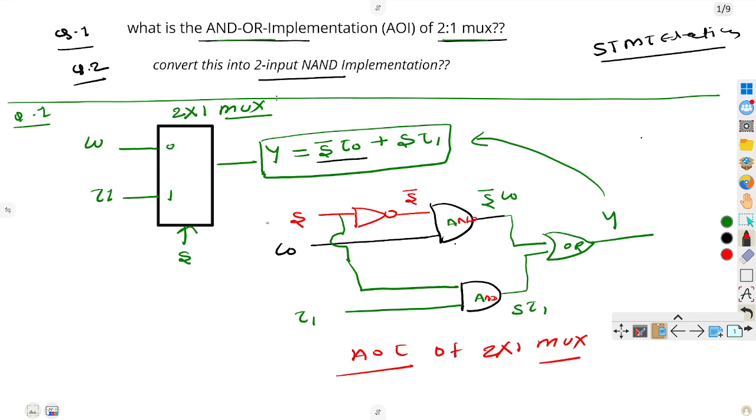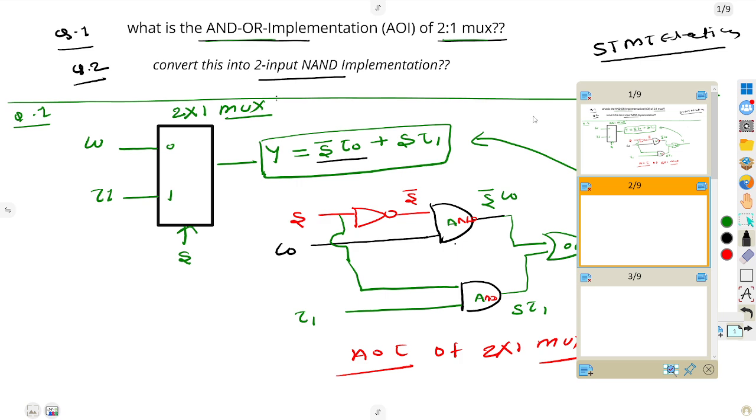So this is part 1, but in the next part I need to design this using two-input NAND only. So how can we convert it into NAND only? One thing I already explained. See, to make one inverter, how many NAND gates are needed? To make one inverter, means one NOT gate, we need only one NAND. Okay, only one NAND we need.